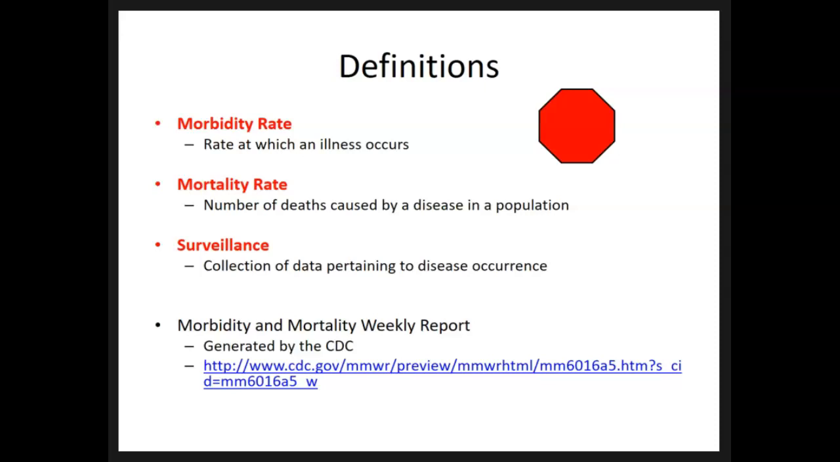All right, so why are we interested in epidemiology and what can it tell us? It's going to tell us the morbidity rate, and that is the rate at which the illness occurs. The mortality rate is the number of deaths caused by a disease in a certain population. And then surveillance is collection of data pertaining to disease occurrence.